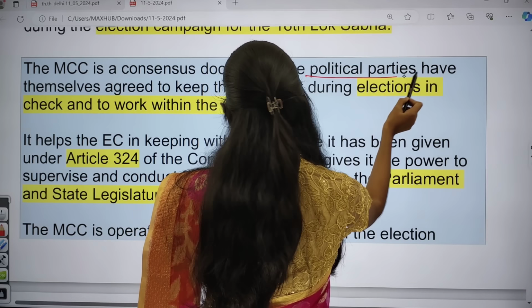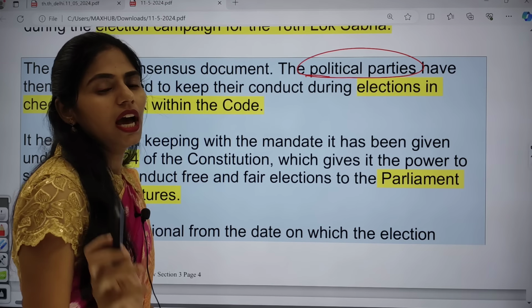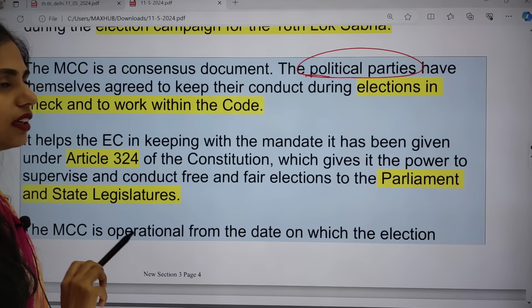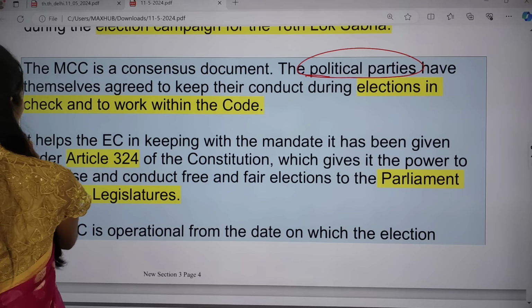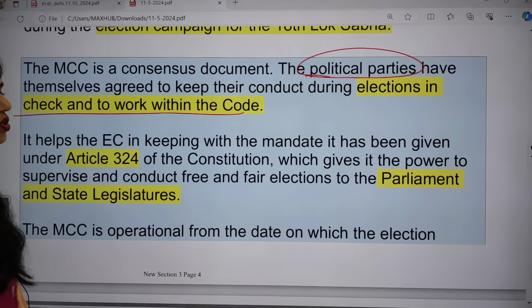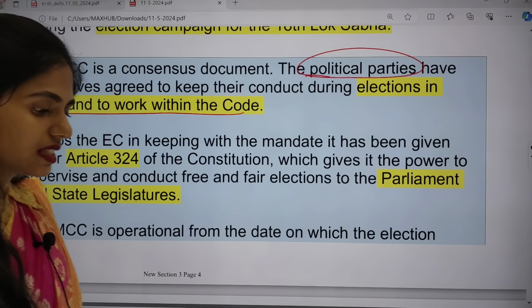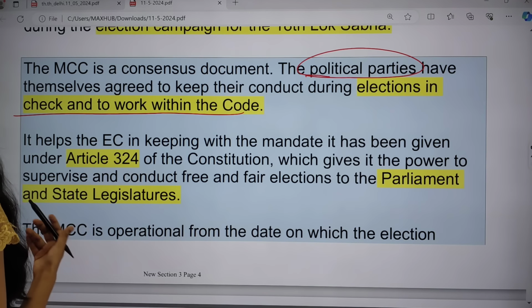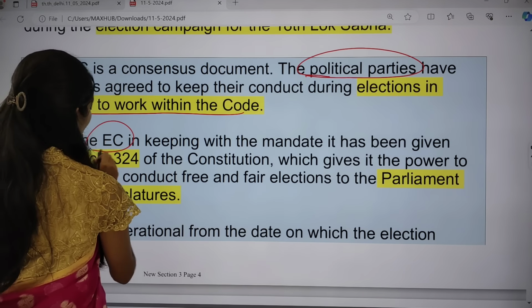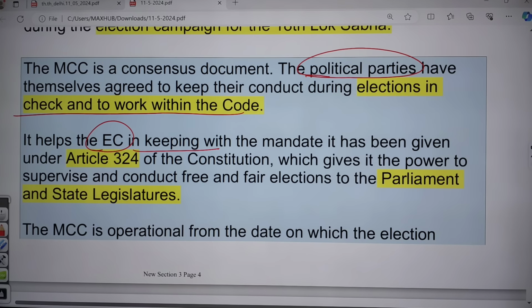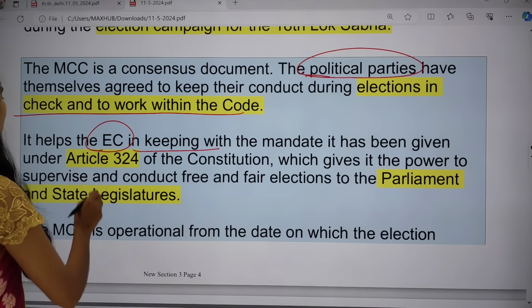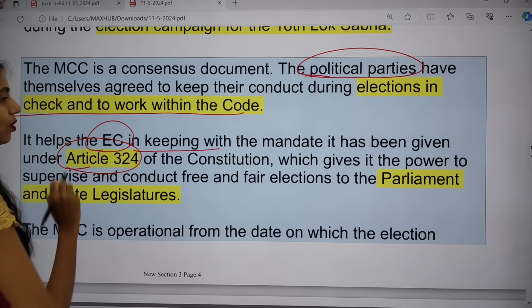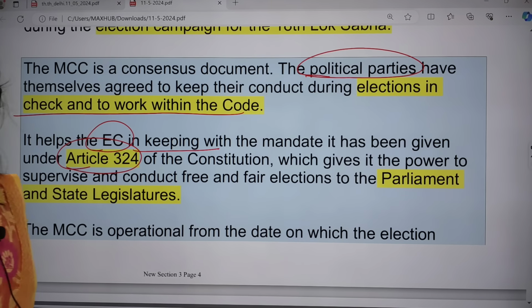Here, political parties have themselves agreed to keep their conduct during elections in check and to work within the code. This is the conduct given by these parties, and it helps the Election Commission in keeping with its mandate. It is given under Article 324. So what does Article 324 talk about?